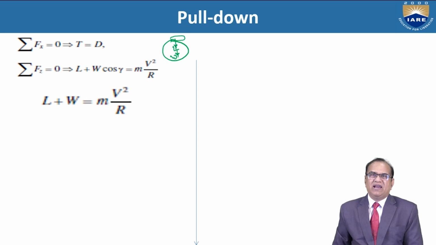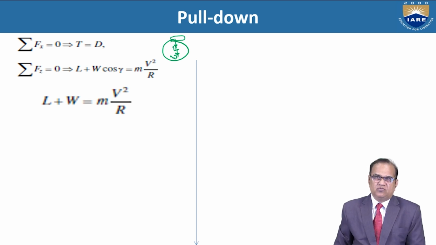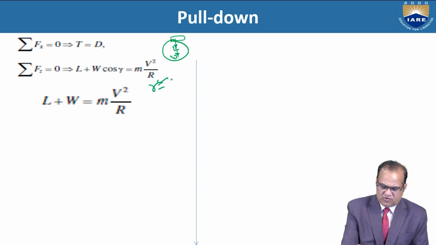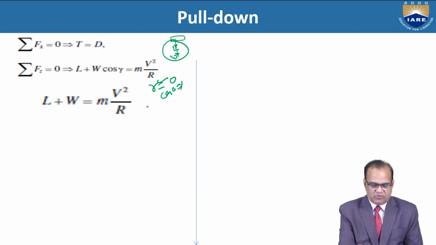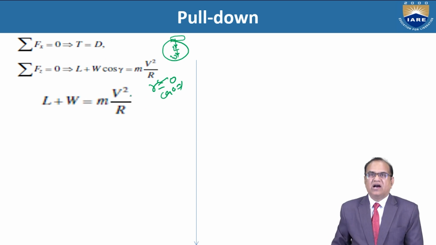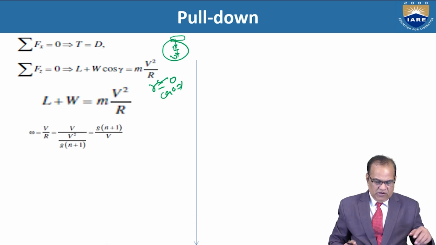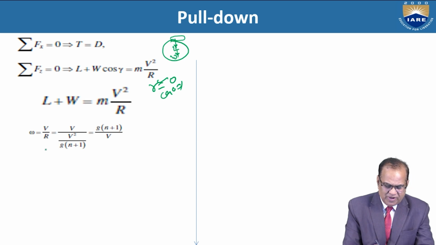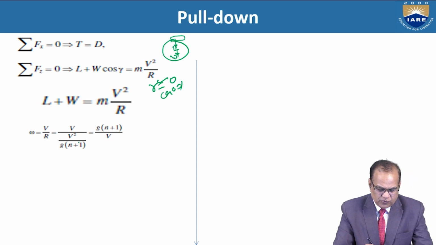So here L plus W, if gamma is equal to 0, cos 0 is equal to 1. So here L plus W is equal to mv square by R. So we can write omega is equal to v by R. R is equal to v square by g(n plus 1). So here this is cancelled. So g(n plus 1) by v.